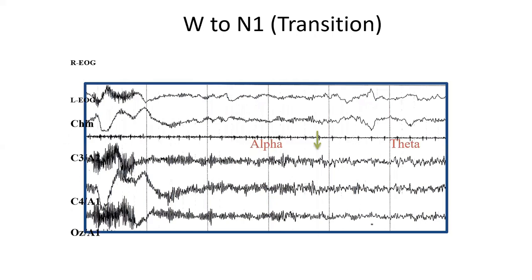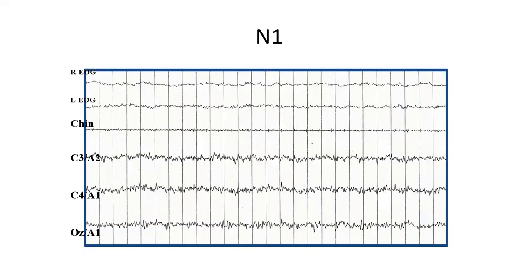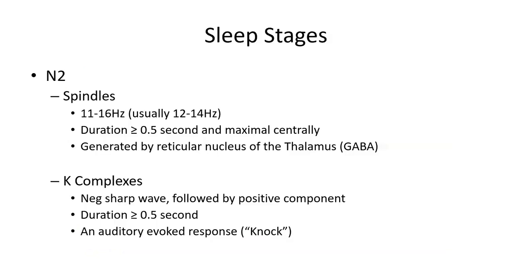And this is exactly that. We see a transition from normal waking alpha into N1, and that's theta with those slow rolling eye movements. And that's just another example of N1.